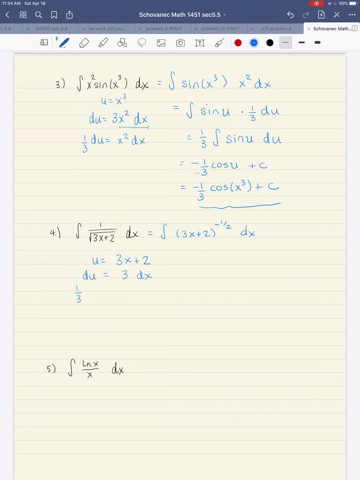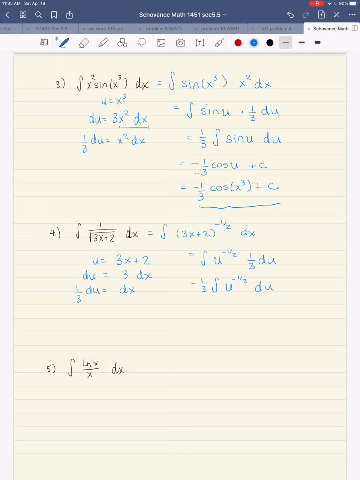But I don't have a 3 in the upstairs integral, so I solve this line down here for dx, and then substitute these two pieces in. This becomes u to the -1/2, and dx is 1/3 of du. The 1/3 comes out front.